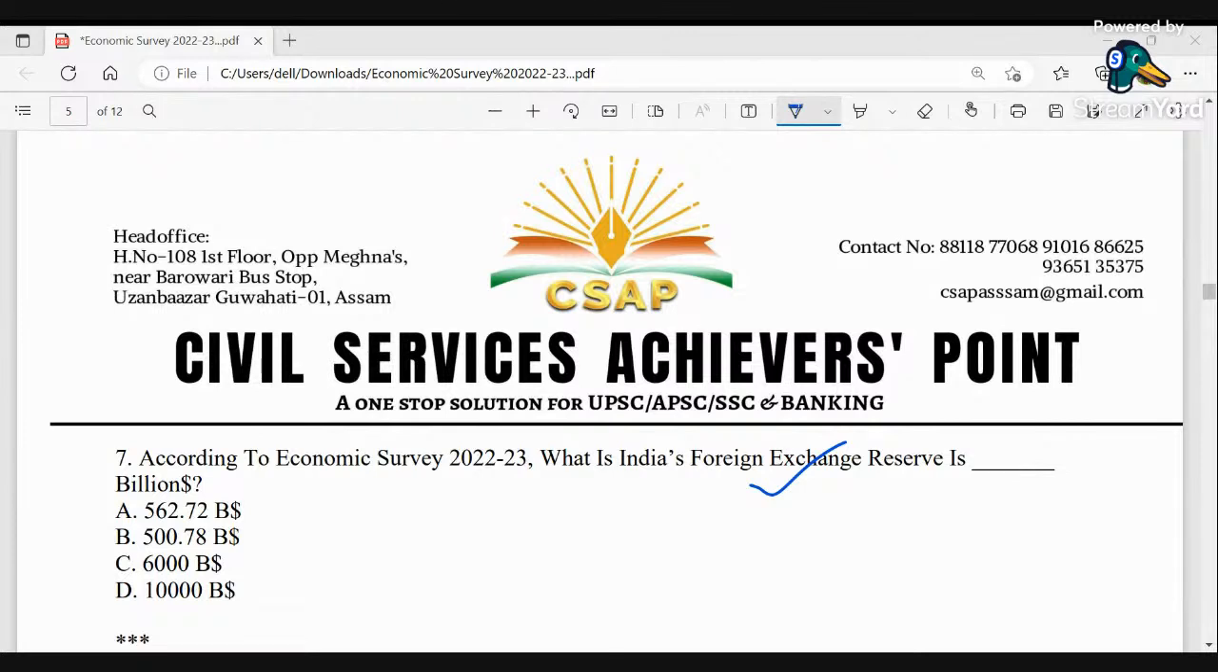562, 7A. Okay, fine. See, one more thing. When I say foreign exchange reserves, what basically do foreign exchange reserves mean? These are assets held in reserve by the central bank in foreign currencies.